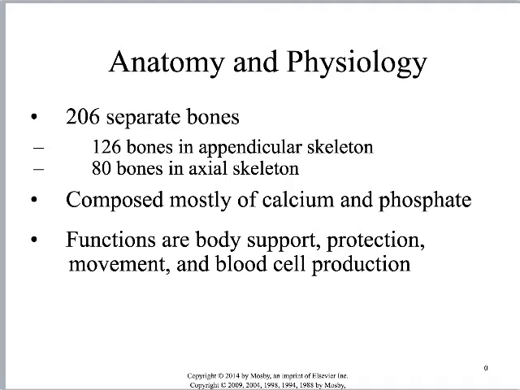So the human skeletal system has 206 separate bones, 126 bones in the appendicular skeleton and 80 bones in the axial skeleton. Most commonly they're composed of calcium and phosphate with a few other things thrown in there. And their main function is support, protection, movement, and blood cell production. So bone marrow, red bone marrow is a significant part of where our blood comes from.